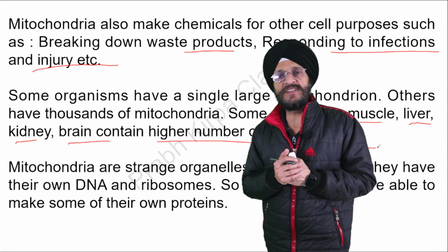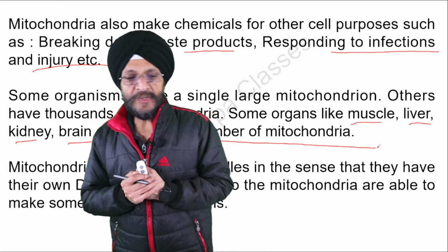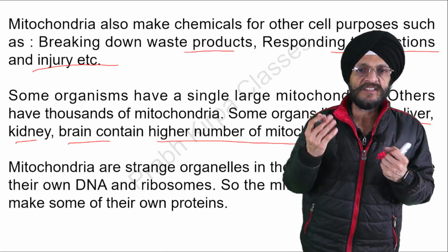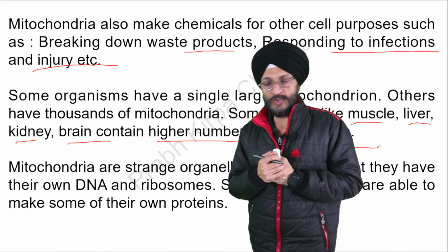There may be a question in the exam why mitochondria are strange cells. In what sense they are strange cells? So the answer will be the mitochondria are strange cells in the sense that they have their own DNA and ribosomes. So the mitochondria are able to make some of their own proteins.